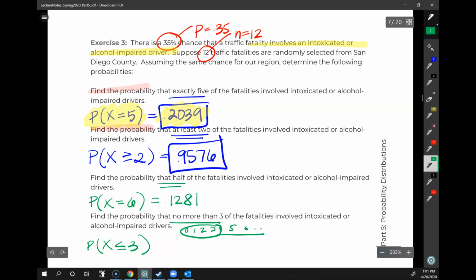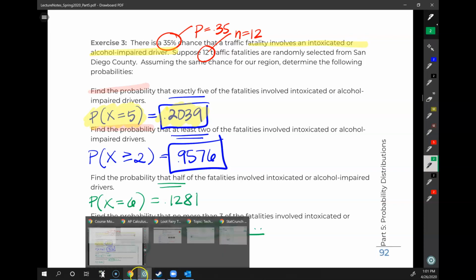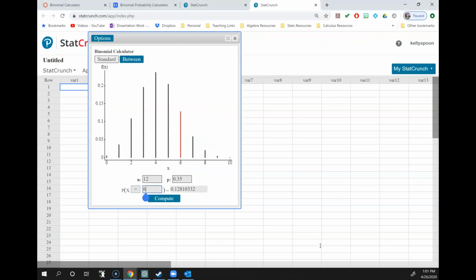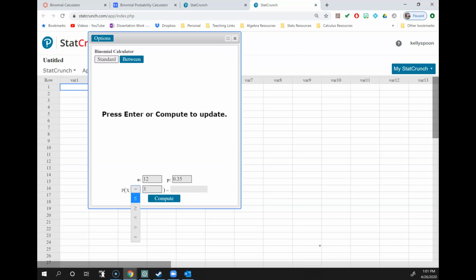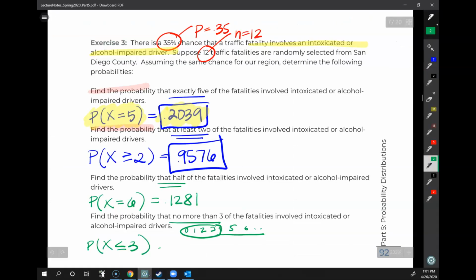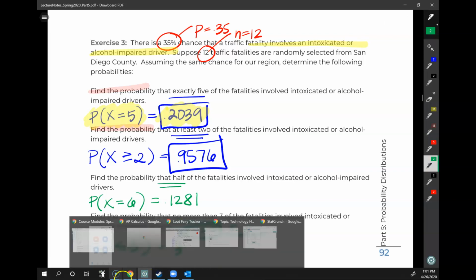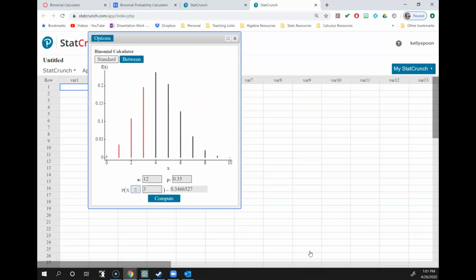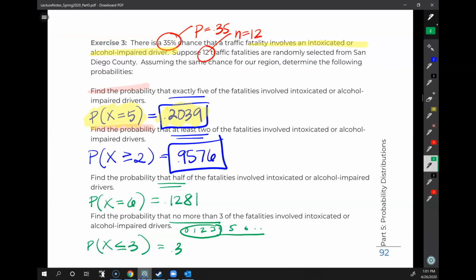And then we had less than or equal to 3. So let's see what happens there. Oops. Less than or equal to 3. Sorry, I lied. I said 0.0367, and that was a terrible lie. I've already forgotten it now too because of that. It's 0.3467. 0.3467. So there we go.